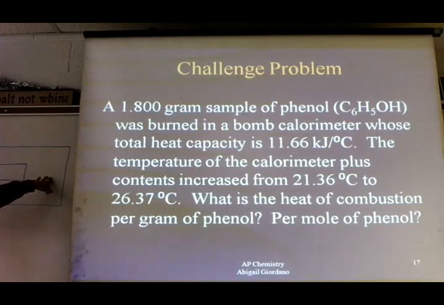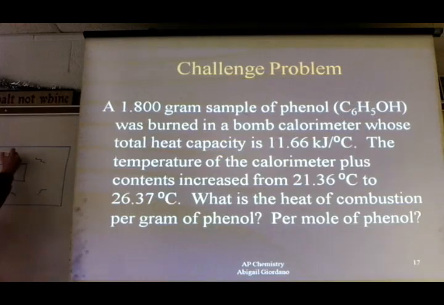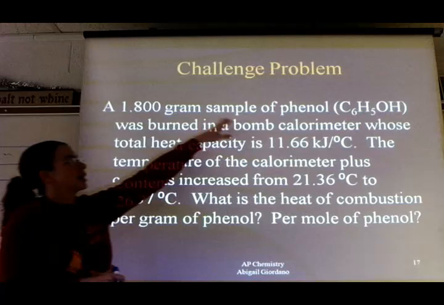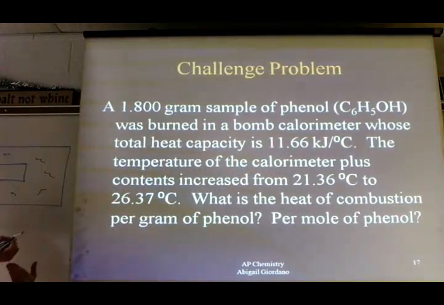So a bomb calorimeter, guys, has an outer chamber and an interior chamber. We've got water in between those two chambers. This reaction, this phenol reaction, is happening inside that interior chamber.